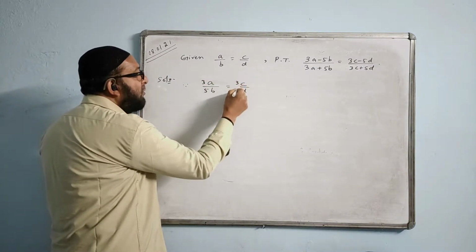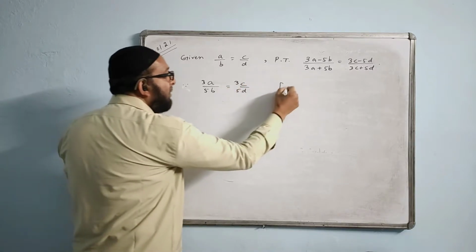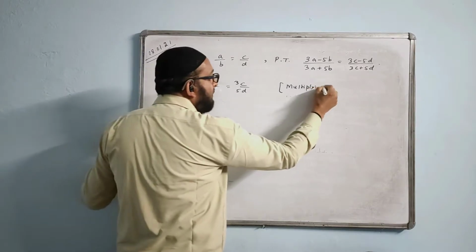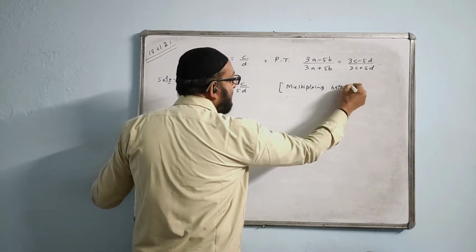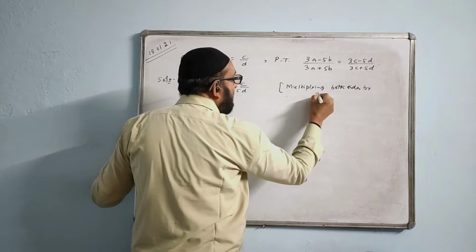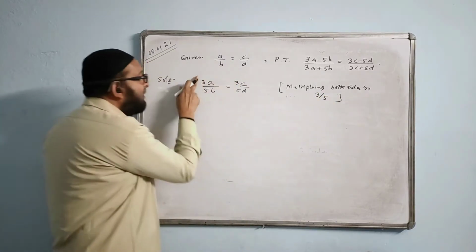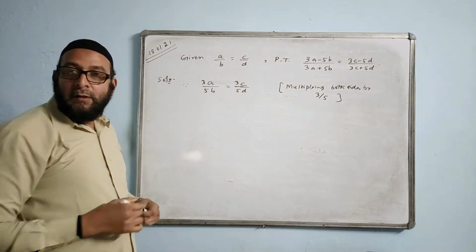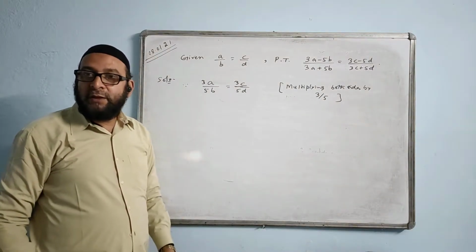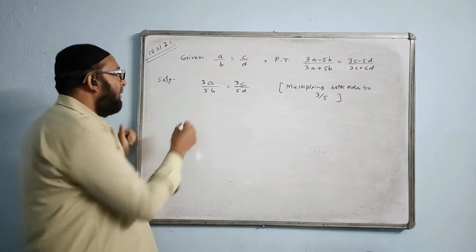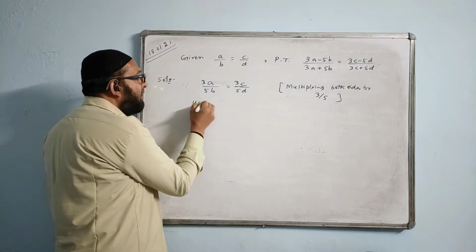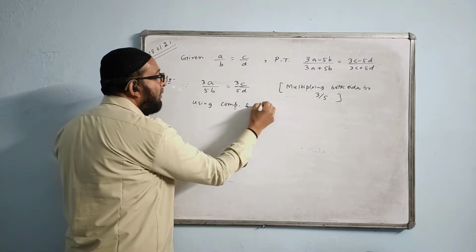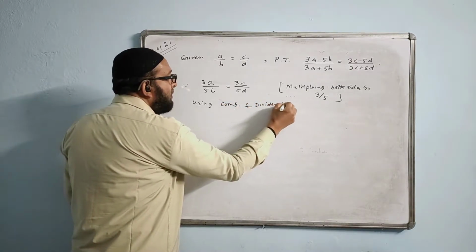Multiply this side also, and make a note: multiplying both sides by 3 by 5. You are multiplying by the same number on both sides. Now we will use componendo dividendo, right? I am using componendo and dividendo now.